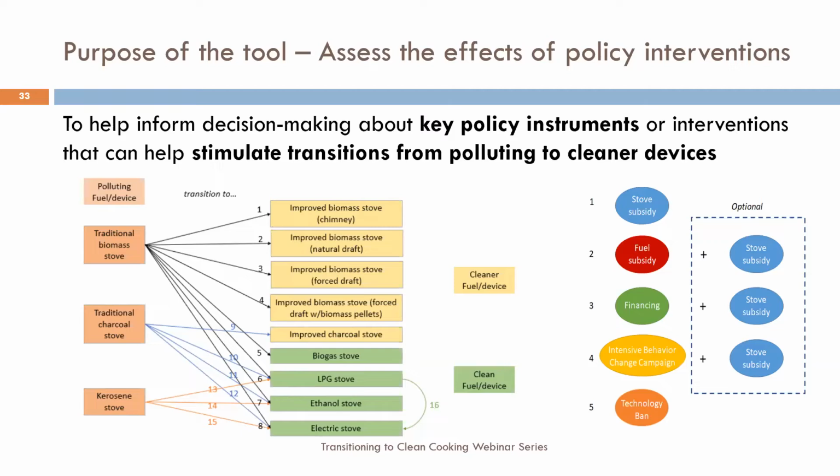On the policy side, there are 5 main options: stove or fuel subsidies, stove financing, or spreading out of payments over time, intensive behavior change campaigns, and technology bans. The 3 middle policy options can also be combined with stove subsidies by specifying a non-zero stove subsidy in the tool when selecting those 3 policies. And different policies can also be applied to different transitions.